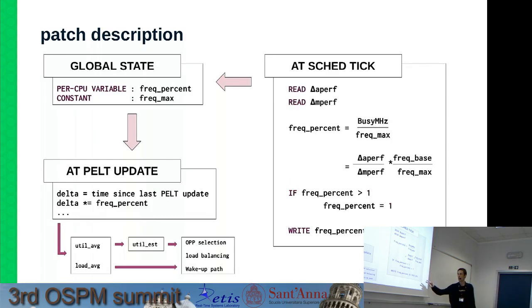So this is Peter Zijlstra's patch, where I removed some parts. Let's describe this diagram. There is a global state with a variable, and a constant that in my prototype I was setting from sysfs, which is the max frequency I wanted to normalize against. At the tick, we read A-perf and M-perf, do the subtraction with the last time we read them, so we get a delta. And our frequency percent is busy megahertz divided by maximum frequency. Busy megahertz, we saw how to compute it. Obviously this can go larger than 1, because we might run faster than the maximum frequency I'm declaring in that constant there.